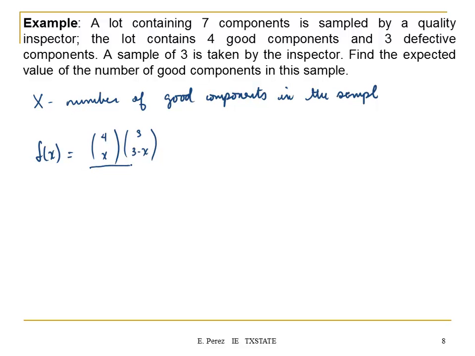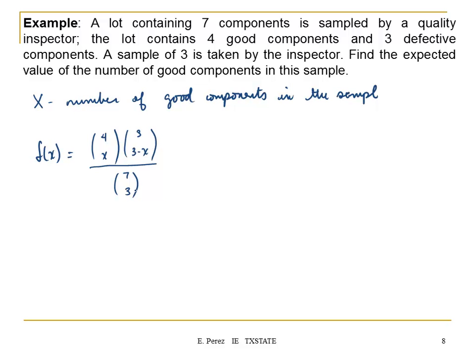And that is divided by 7, and you have to choose 3. So that's the number of options that you have. That expression is going to give you the probability for x. So you want to know what is the probability of getting only one good component? You plug x there, you'll get that probability.